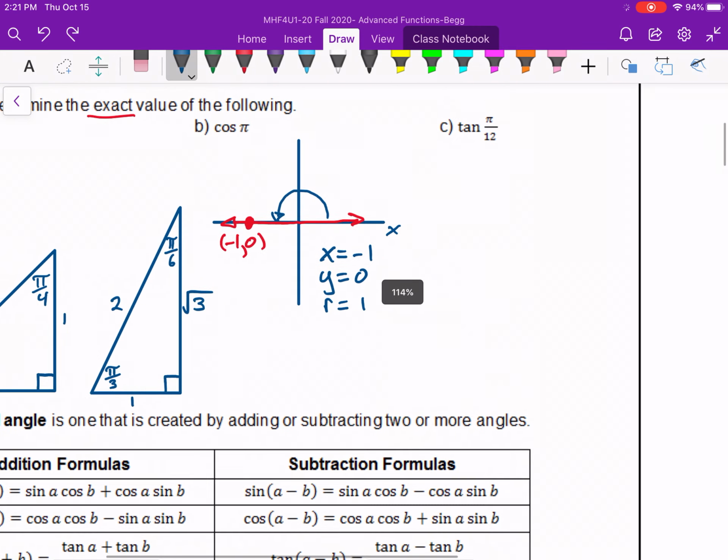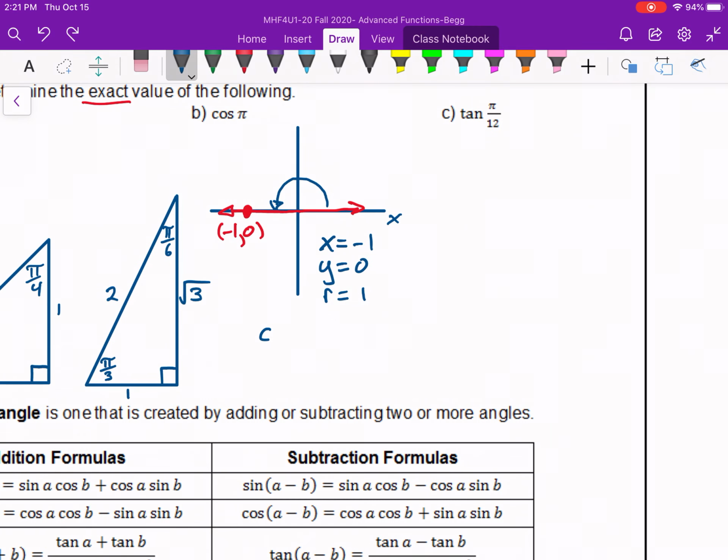So we can use them to find the cos of pi, which must be equal to, as cos always is, adjacent over hypotenuse, or x over r, in terms of x, y, and r. So it would be -1 over 1, and so the cos of pi is just -1. And again, we can confirm this on our calculator. If you have your calculator set to radian mode and you type cos pi, it should equal -1. So we know how to do that as well.